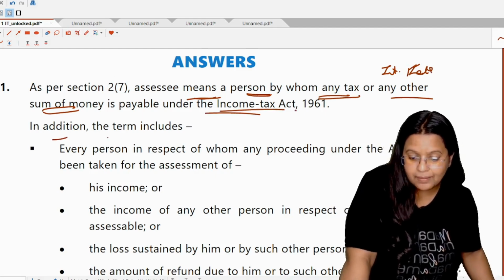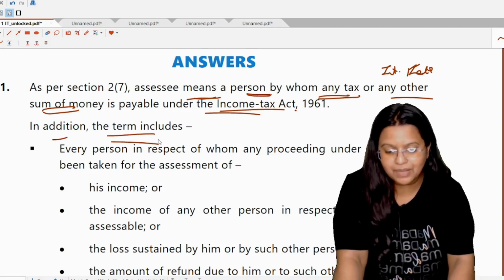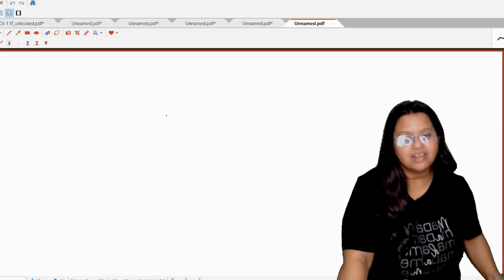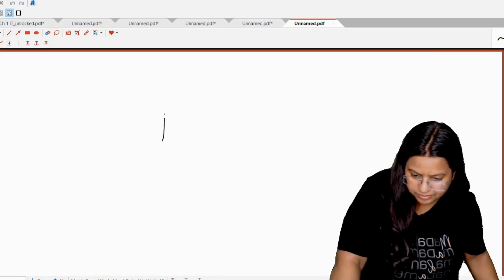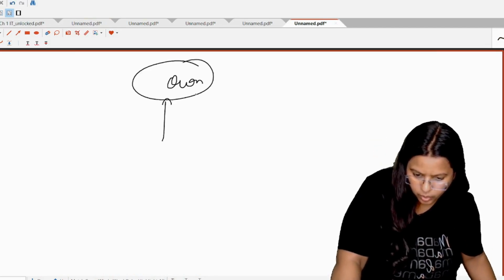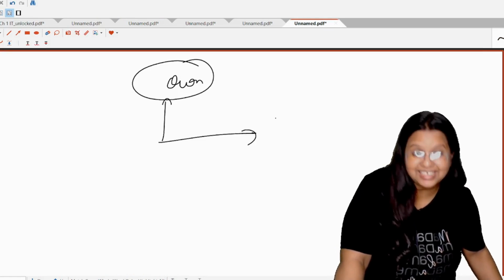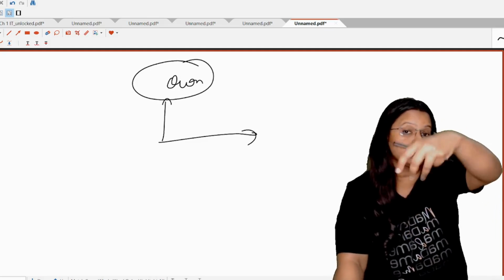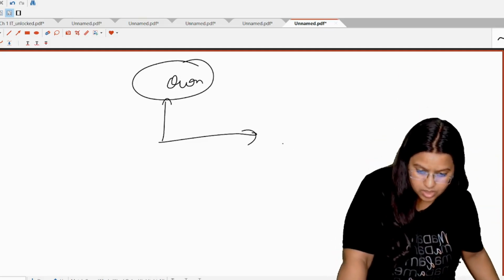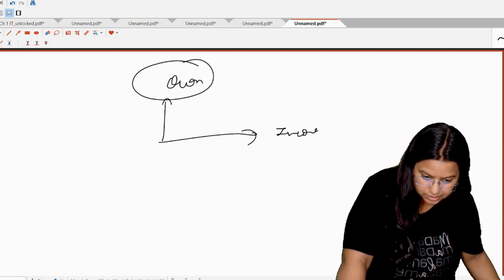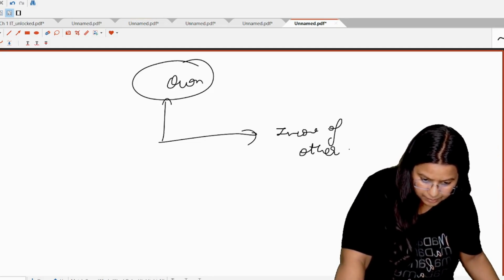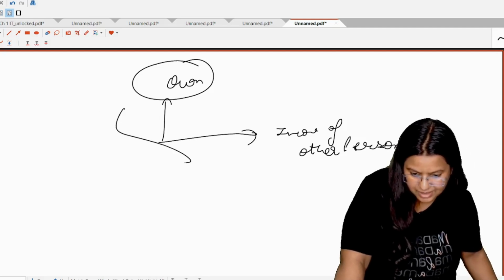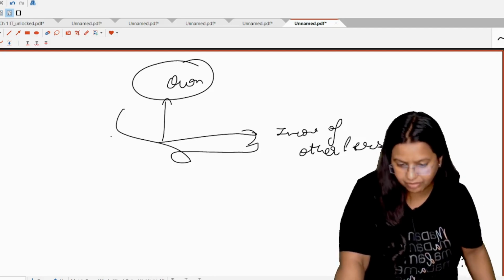Now, in addition, the term assessee includes every person in respect of whom any proceeding is started. Proceeding or assessment can be done on his own income, or on the income of any other person in respect of which he is assessable, like where the provisions of clubbing are applicable. So income of another person, in respect of which he is assessable. These points are related to income, so two points we have covered here.